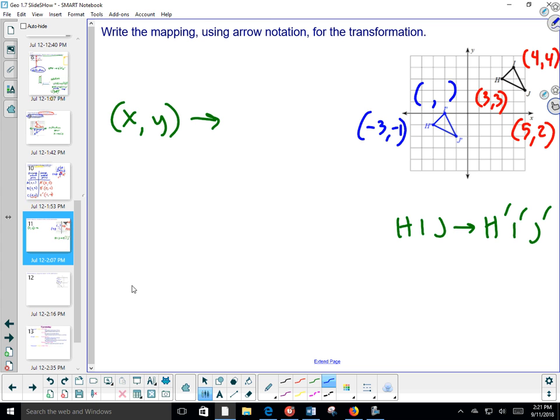Let's figure it out. -2, 0. And how about J prime? -1, -2. Do people agree with these? Yeah. Okay, so take 15 seconds, talk to the people around you. Can you agree on what the rule is going to be to get from these previous points to these points?